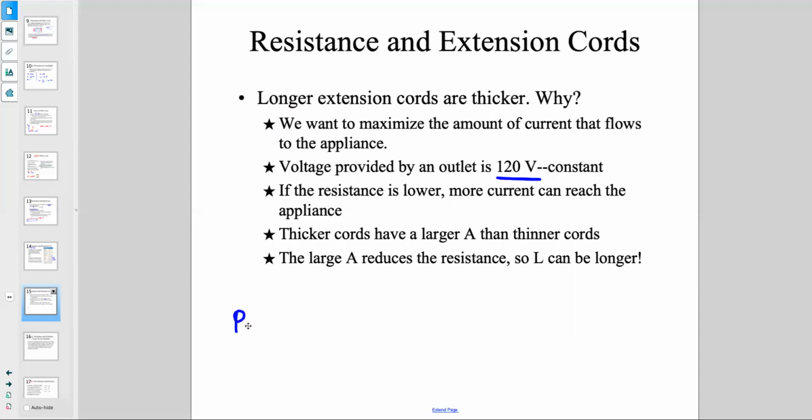So let me write it down. R is rho L over A. If you have a very thick wire, in other words, this cross-section area is high, that will cause your R to be very small. On the other hand, if you have a very thin wire, then the resistance will go up.